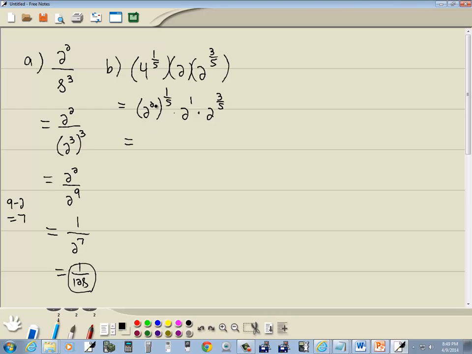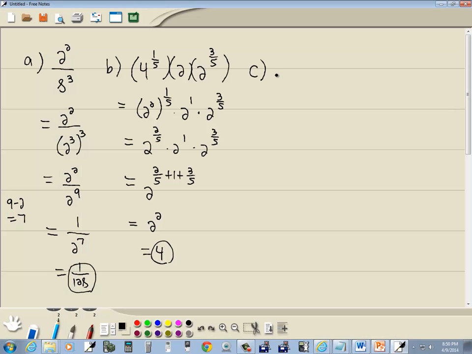When you raise one exponent to another exponent, you multiply them together. So 2 times 1/5 gives you 2/5. So we'll get 2 to the 2/5 times 2 to the first times 2 to the 3/5. Now, since we're all 2 to a power, I can add the exponents. So we got 2/5 plus 1 plus 3/5. Now, 2/5 plus 3/5 is 5/5, which is 1, plus 1 is 2. So this gives us 2 to the second power, which would give us 4.